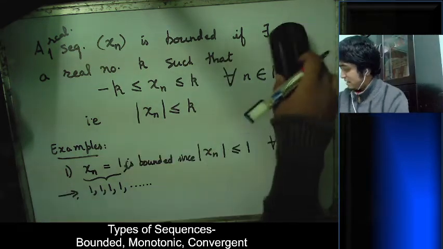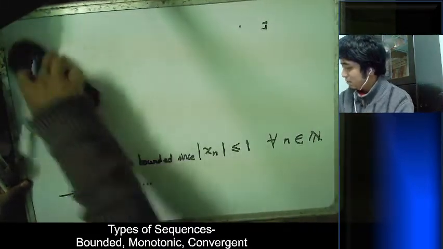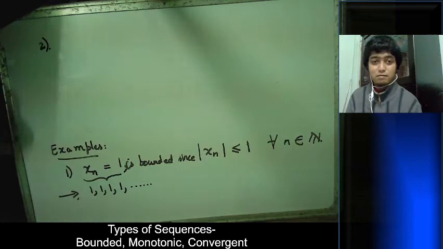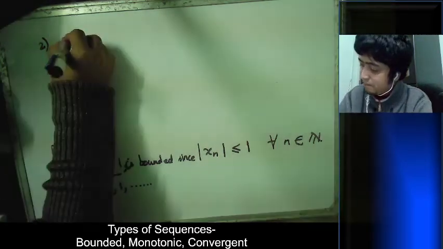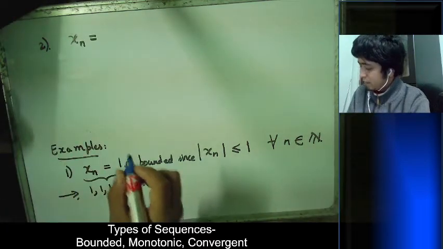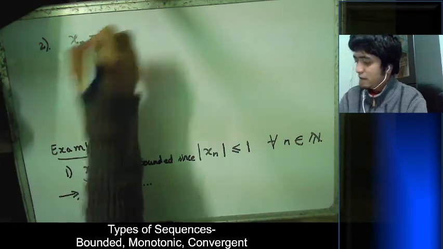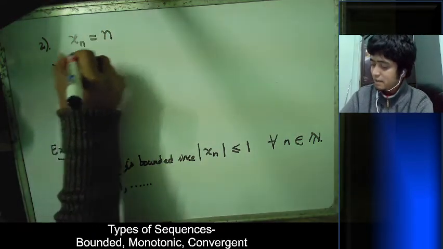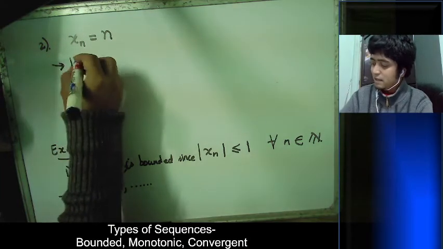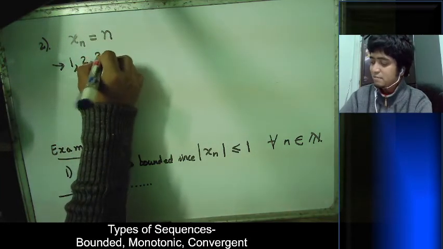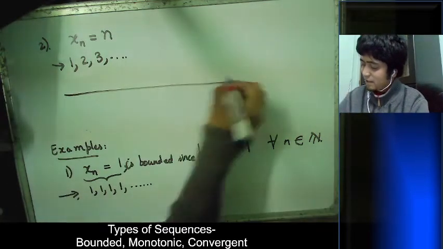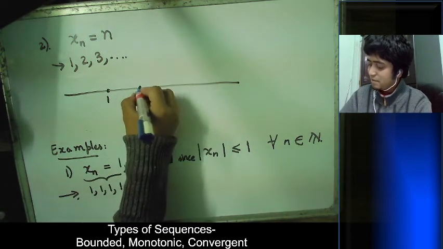Okay, now let us have a look at a sequence that is not bounded. Maybe number 2: Xn equal n. If you expand this sequence, then you will be having x1 is 1, x2 is 2, x3 is 3, and so on. If you plot this one in the number line, you will see that it is actually increasing.